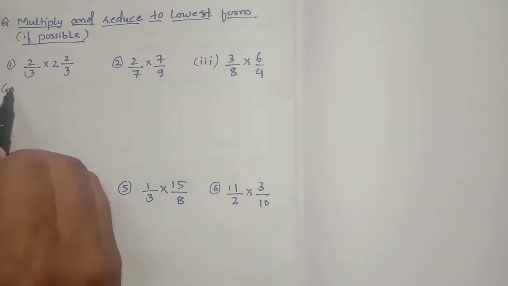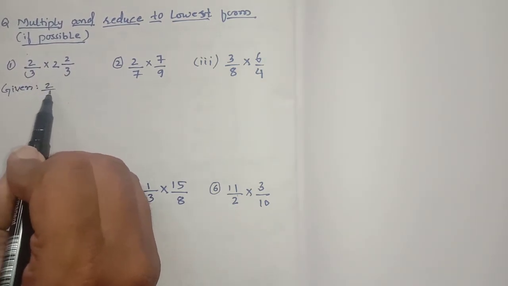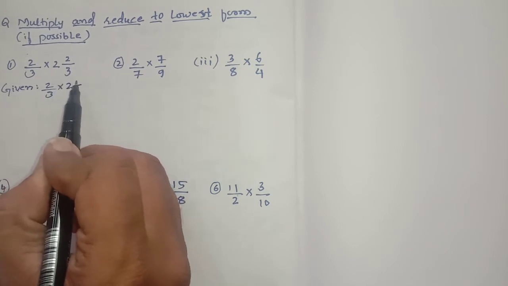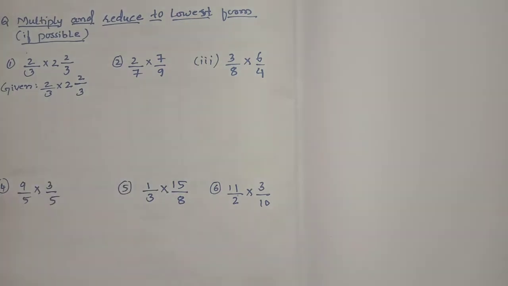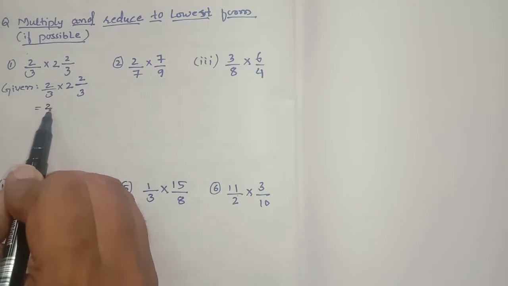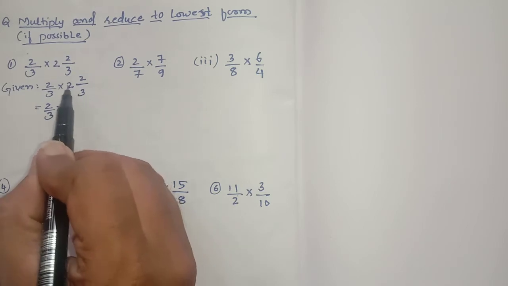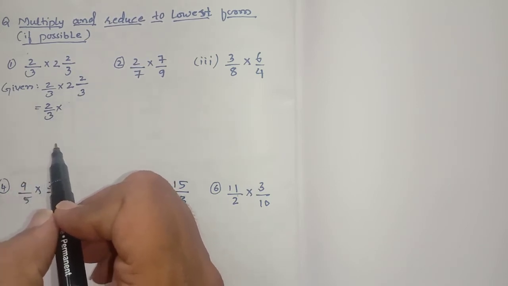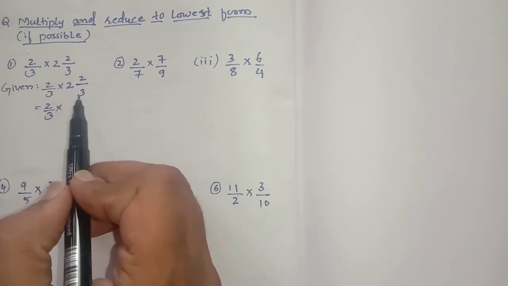First we'll write the given, that is 2 by 3 into 2 of 2 by 3. This 2 by 3 will be as it is, student. Here it is given in the form of improper fraction. First we have to write the proper fraction to solve it.